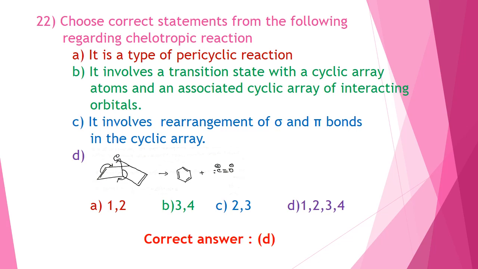Here the bicyclic ketone gives benzene and carbon monoxide as products. All the 4 options are correct. Therefore, the correct answer for this question is D.